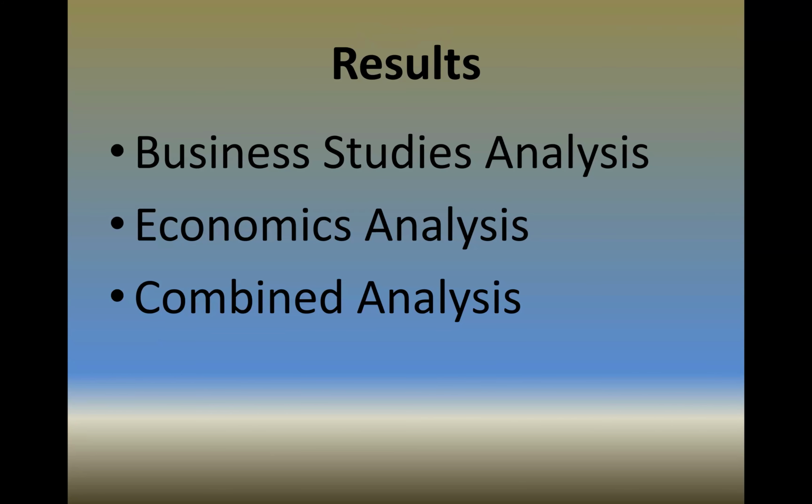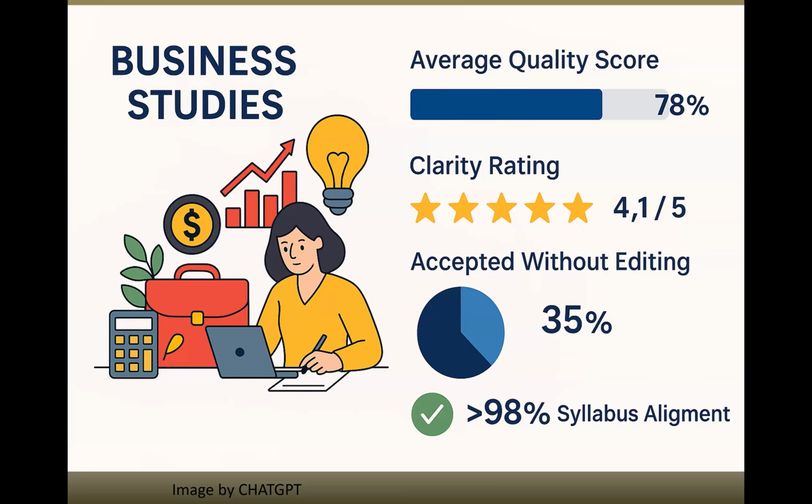In terms of our results, we took in 2 subjects, business studies at advanced level and economics, and then we offer a combined analysis of these 2 subjects. In terms of business studies, the average quality score was 78%, with a clarity rating of 4.1 out of 5. The accepted-without-editing metric is one we defined together with the subject matter expert, who is away on other duties, where we asked: if AI has generated questions for you, are they aligned to the syllabus and the content that the learners went through throughout the years of learning?